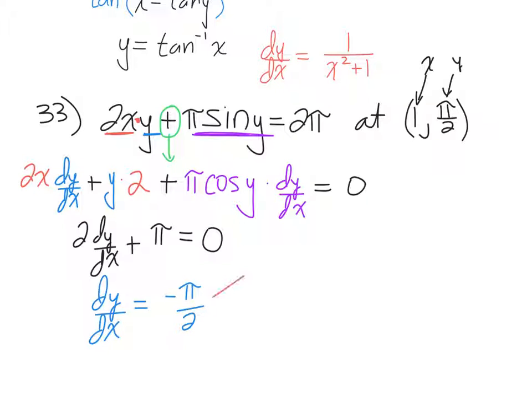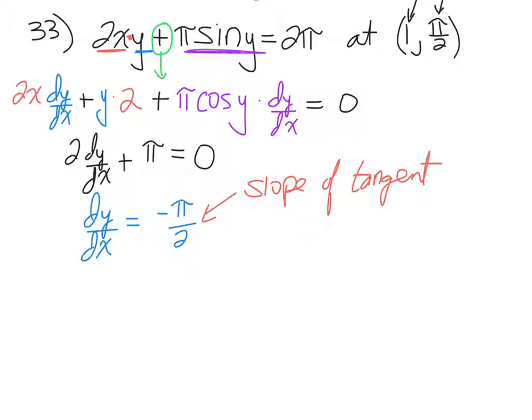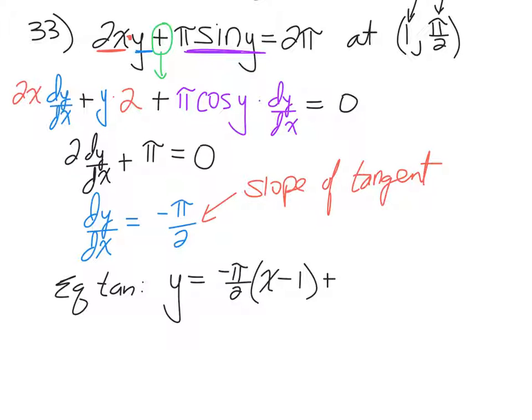All right, so this represents the slope of the tangent at that particular point. I need the equation of the tangent line. I think it was the equation of it. Yeah. So equation of the tangent, y equals m times x minus x sub 1 plus y sub 1.